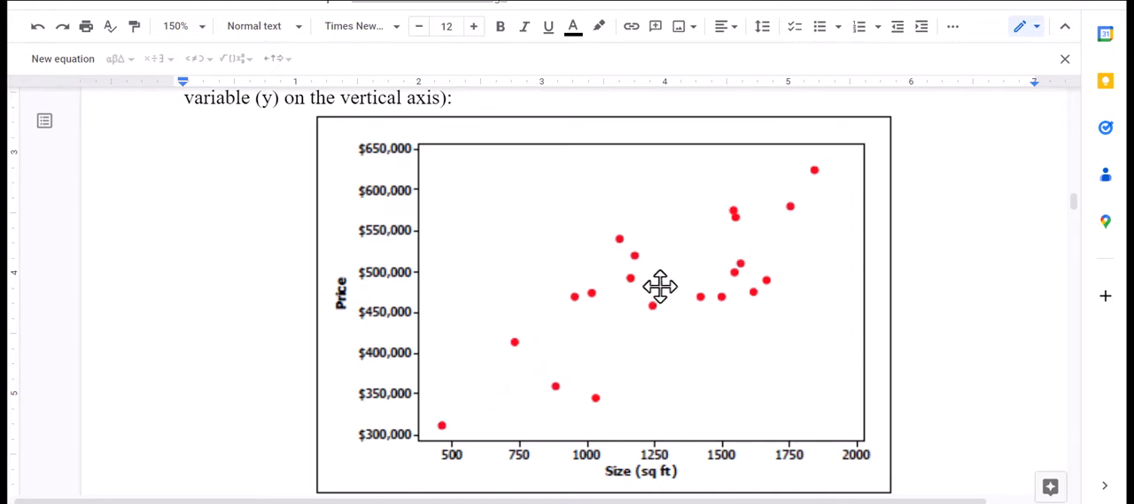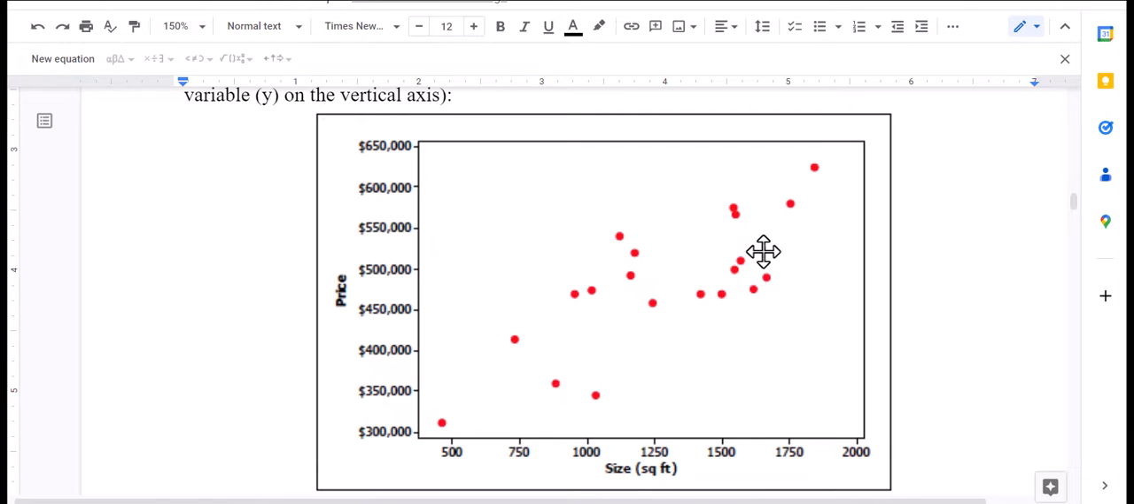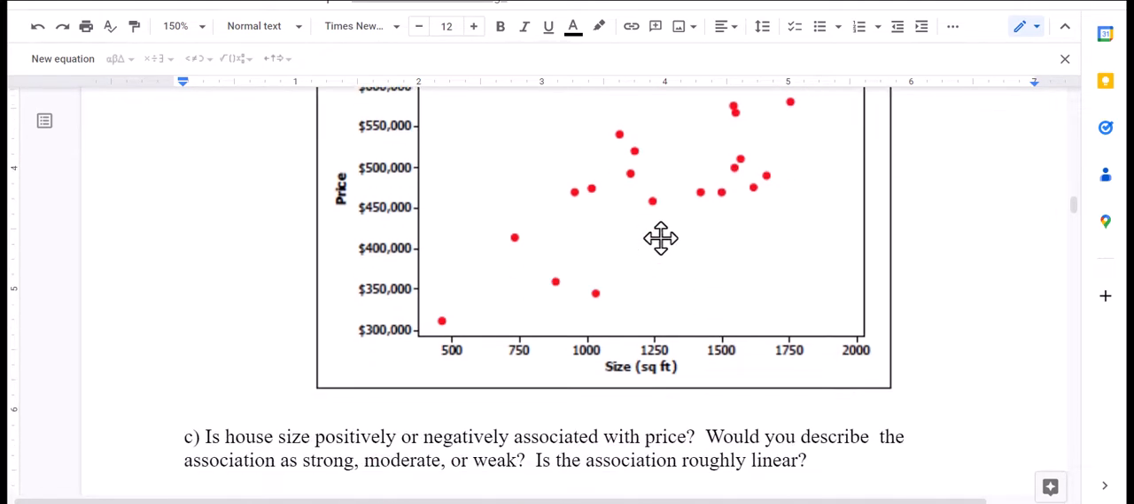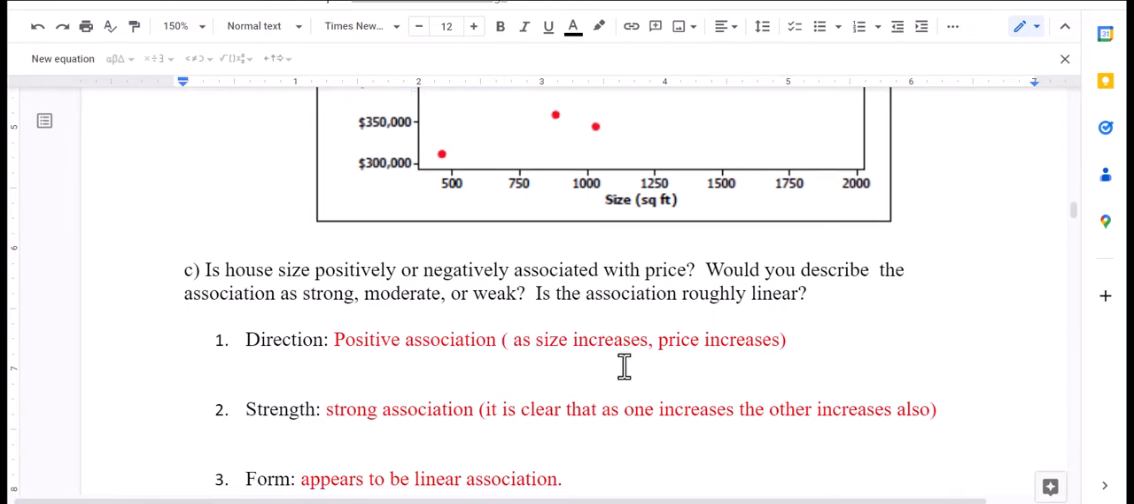You could easily fit a line here to represent this data. So it does appear to be a linear association. And then direction, it's positive, right? As the size of the house in square feet increases, so does the price. These are all the individual values, and then we could draw the line of best fit to represent this increase. As the size of the home is increasing, so is the price. So we said the direction is a positive association: as size increases, price increases.